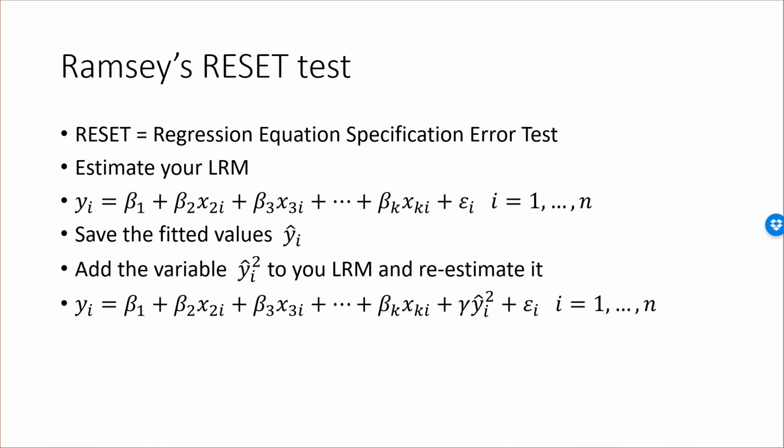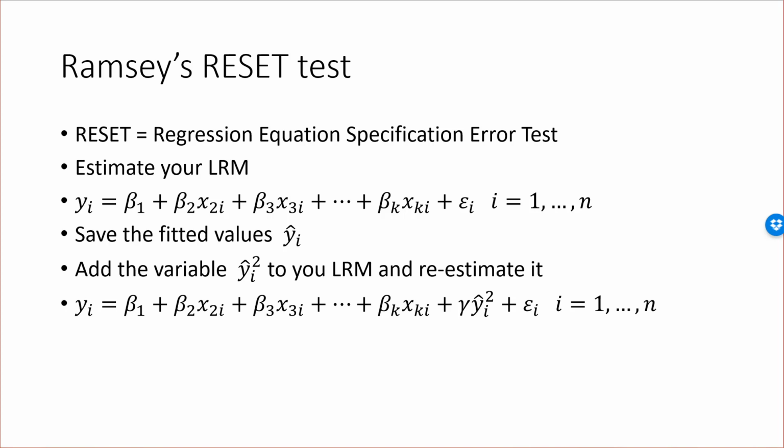But you can show that if your regression model is correctly specified, that is, if the third bullet point is the actual data generating process, then the square of the fitted values will not be able to help you explain yi. All the information is then in the explanatory variables, so the fitted values are not going to help you. And that means that if your model is correctly specified, gamma in this new regression model is 0.